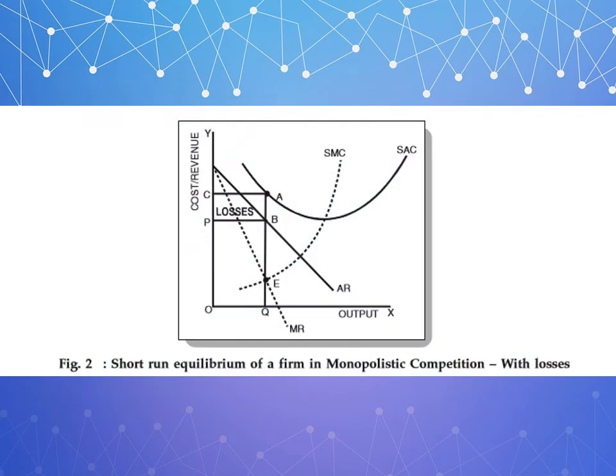This diagram depicts a firm earning losses in the short run. We can see that the per unit cost is higher than the price of the firm. Therefore, AQ is greater than OP, so the loss per unit equals AB, which is AQ minus BQ. So the total loss equals ACBP.